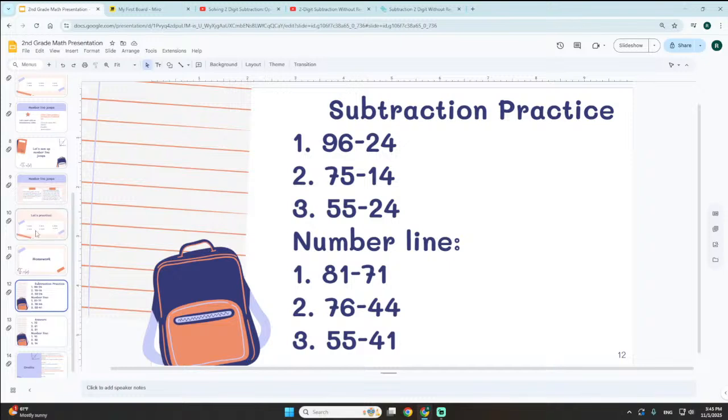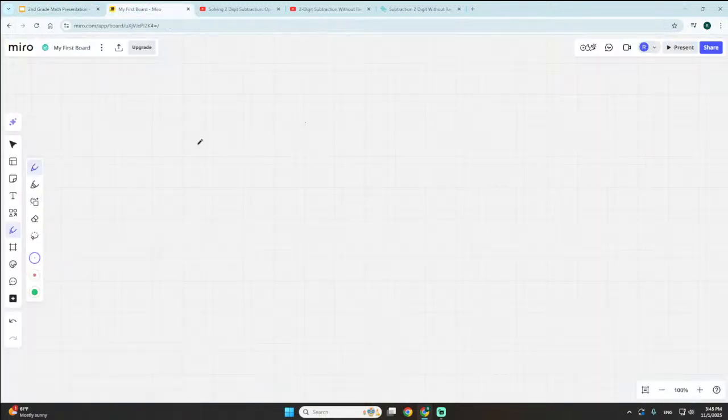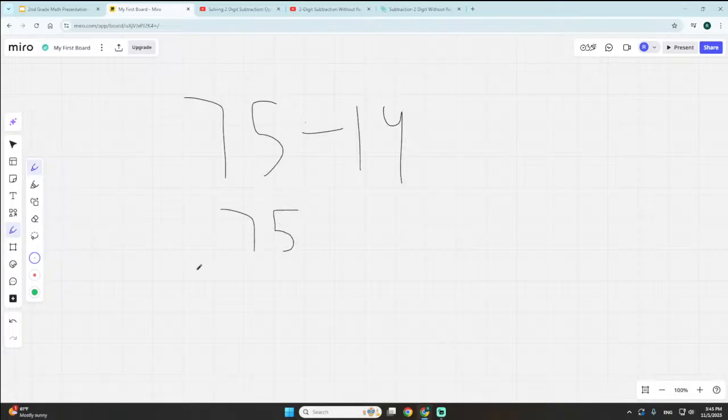So 75 minus 14. So what do you guys think is going to end up in the ones place? We have 5 in the ones place of 75, and we're subtracting 4 since we have 14, and 4 is the ones place of 14. If you said 1, you're correct, because 5 minus 4 is 1.